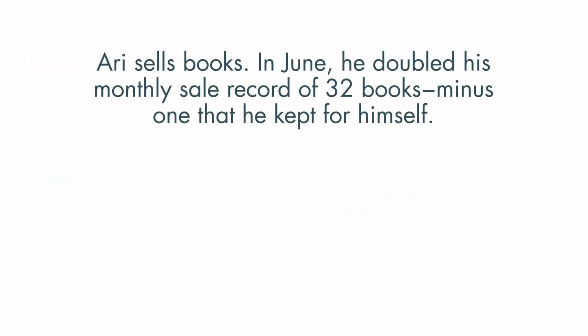Ari sells books. In June, he doubled his monthly sale record of 32 books, minus one that he kept for himself. How many books did he sell in June? We start our expression with 32 for his record number of books. The word doubled clues us to multiply by 2. Minus 1 tells us to subtract 1. We solve to find Ari sold 63 books in June.